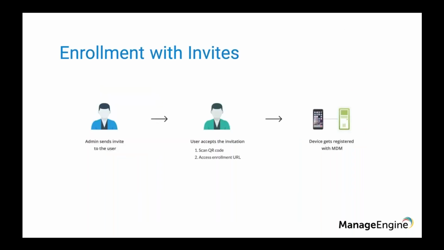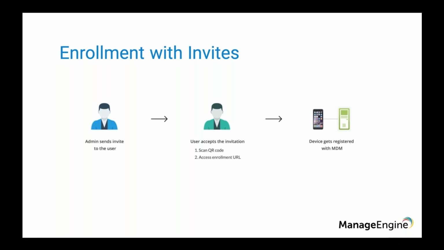So first topic is enrollment with invites. It's pretty simple. So the admin sends an invite to the user. The user would open that particular email, would scan the QR code, and would access the enrollment URL. This would automatically get their devices registered with the MDM solution itself.